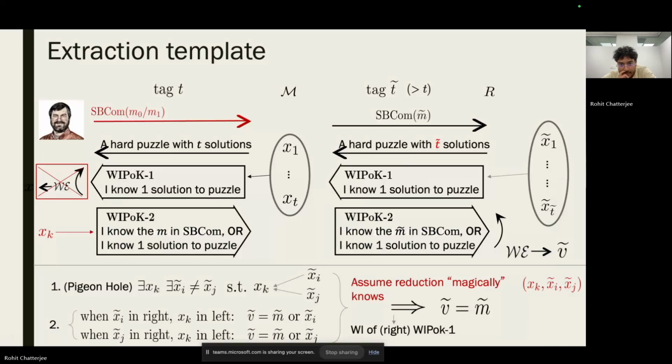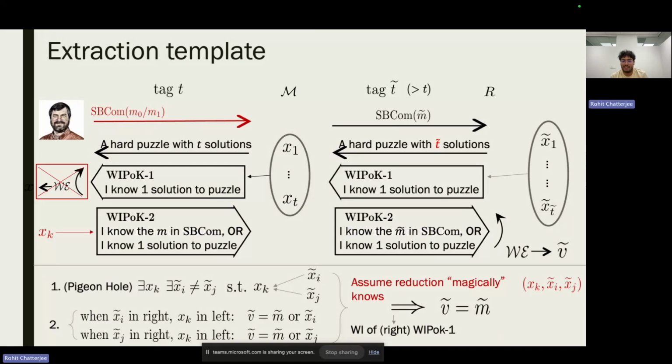So we're looking at M in isolation at the moment. The reduction doesn't know the solutions explicitly, I guess. Let's say it does even. It doesn't know all the solutions, but it knows this triple xk, xi tilde, xj tilde. So if it already knows it, then how is it breaking Vipok 1?